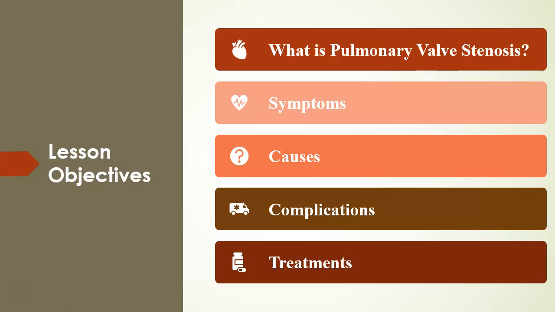So our lesson objectives for this lesson: we will be learning about what pulmonary valve stenosis is, some symptoms, the causes, complications that can occur, and some of the treatments. And then at the very end, we'll go over an activity.